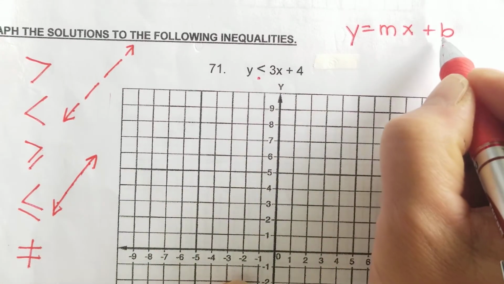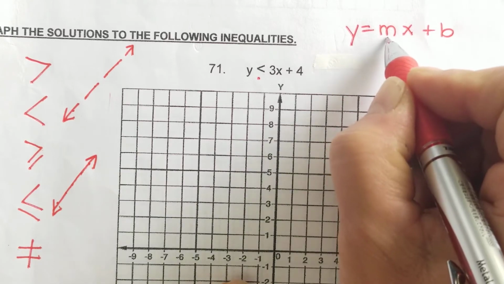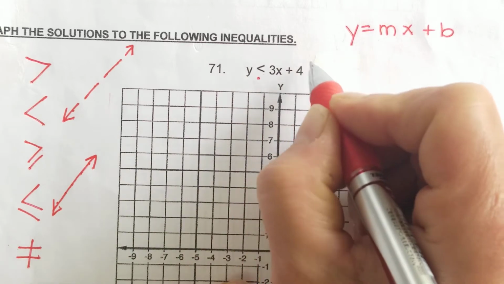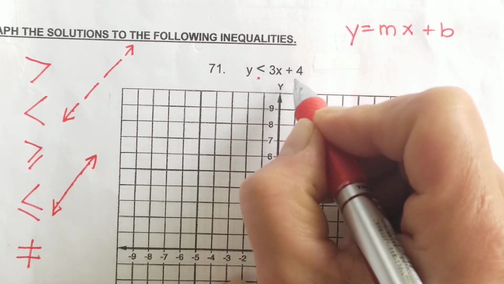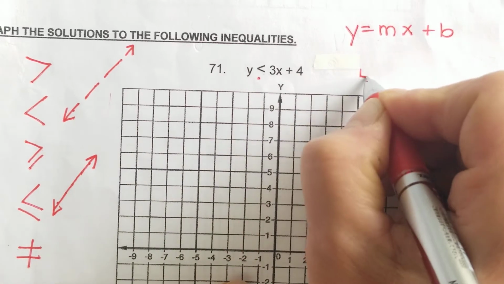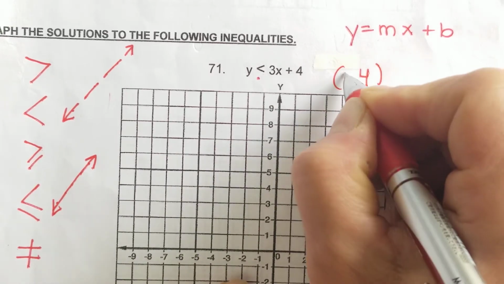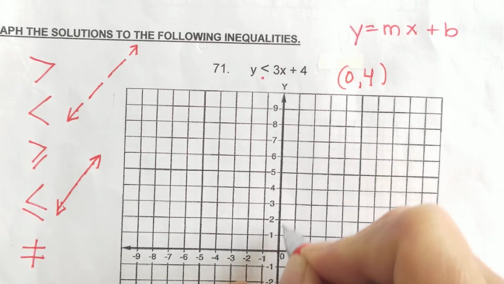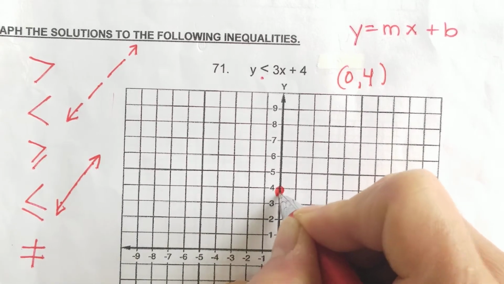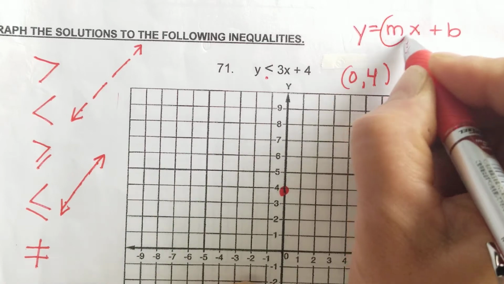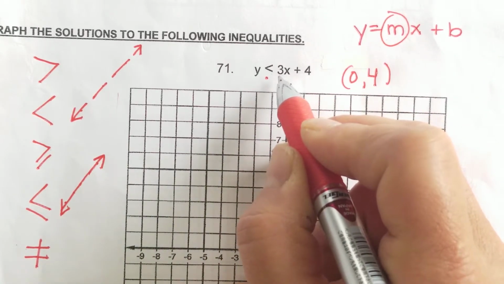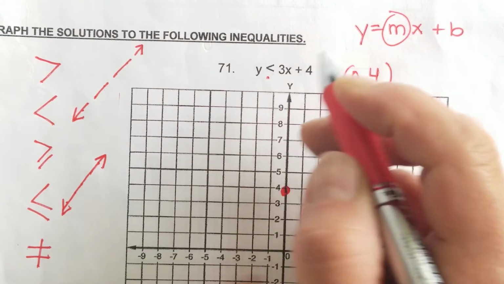So remember, the b is the y-intercept and the m is the slope. Just by looking at this inequality, I can plot my points right away. Here's my y-intercept. It's going to be 4. So I'm going to plot my points (0, 4) for my y-intercept, 0 for the x, 4 for the y. And then I can see that my slope is 3, or 3 over 1. Rise over run, rise 3, run 1.